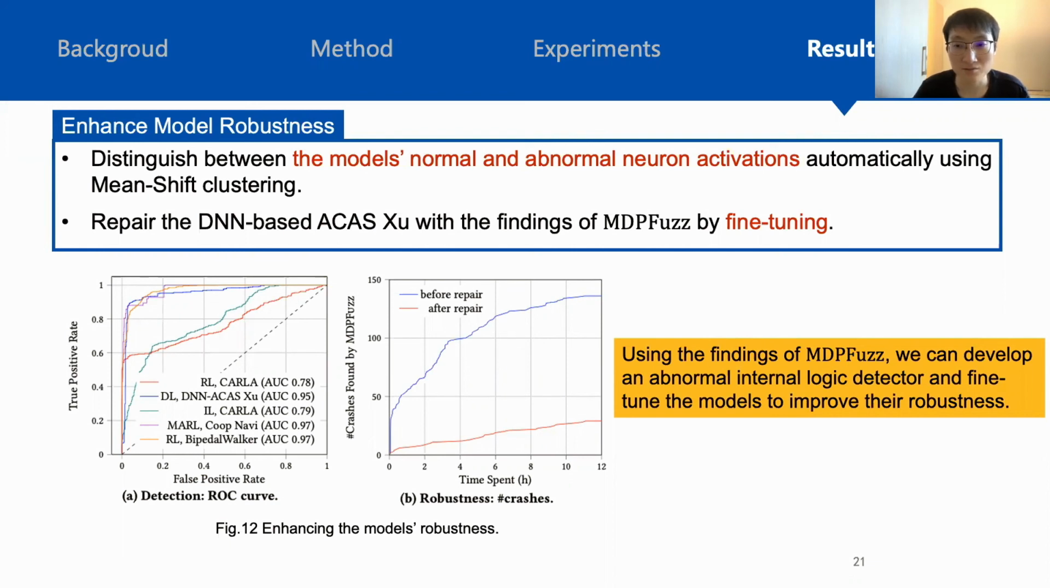In sub-figure B, we show that after repair, MDPFuzz finds a much smaller number of crashes during the same 12-hour fuzz. And we conclude that using the findings of MDPFuzz, we can develop an abnormal internal logic detector and fine-tune the models to improve their robustness.